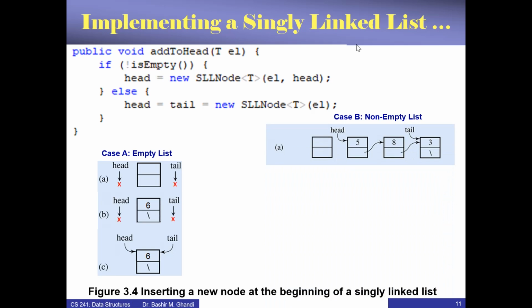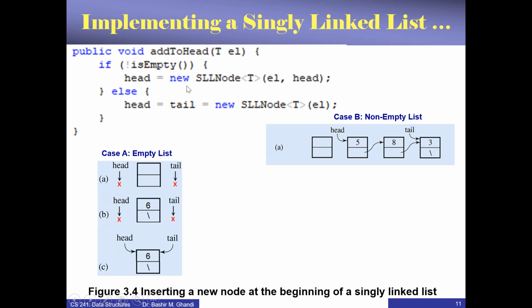But what if the list is not empty? Suppose our list already has some nodes, three nodes as shown here: a node containing 5, another one containing 8, another one containing 3. What will our addToHead do if we give it 6, for example, as the element? Let's look at the statement. It says head becomes new SLL node(element, head).